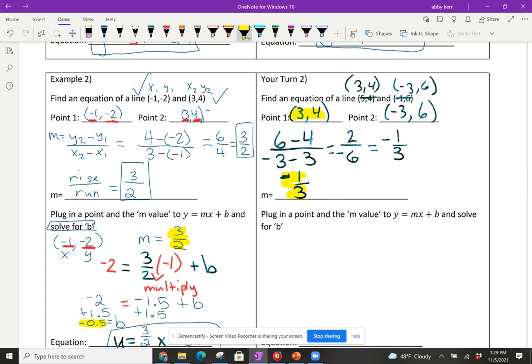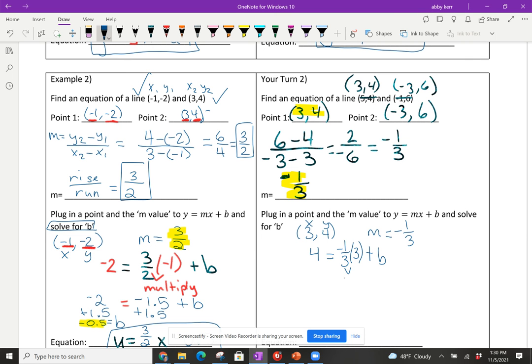Now pick an ordered pair. You can pick point 1 or you can pick point 2. It does not matter. Once again, I'll pick point 1. And all we're doing, we're plugging it in to y equals mx plus b. It's always x comma y. So instead of the y, I'm going to write a 4. Instead of the m, I'm going to write negative 1 over 3. Instead of the x, I'm going to write multiply by 3.